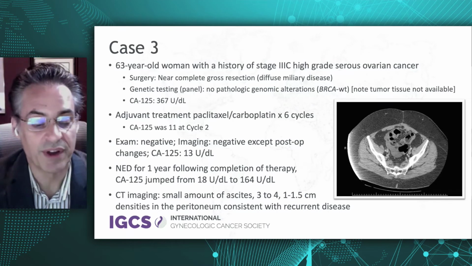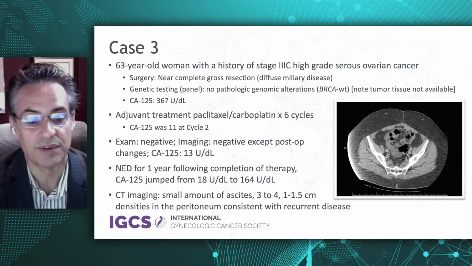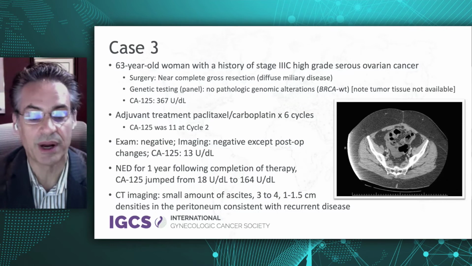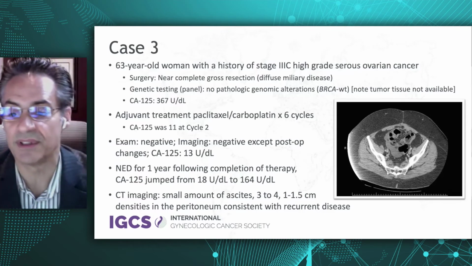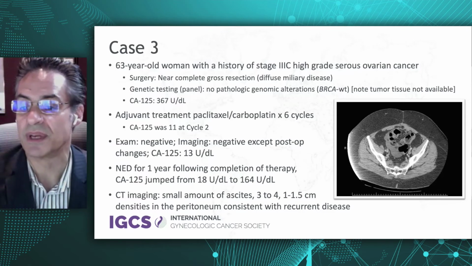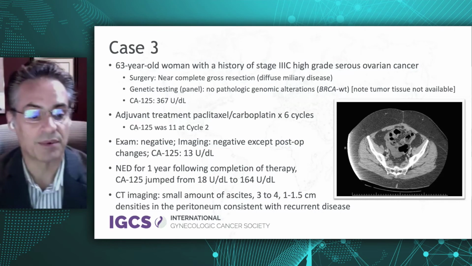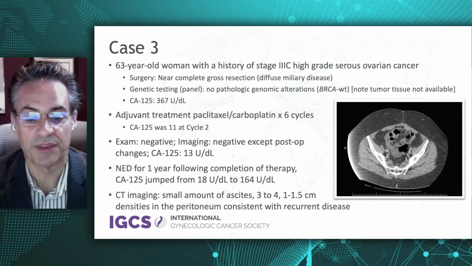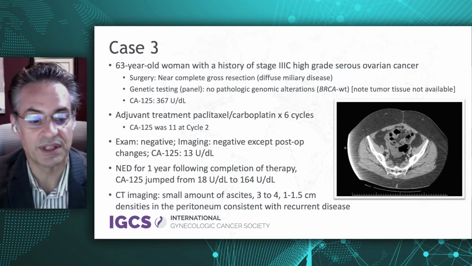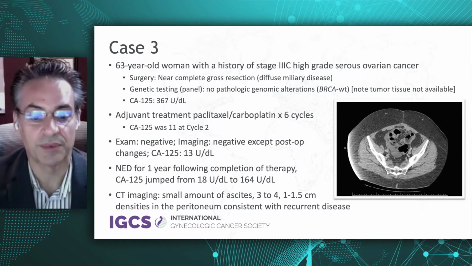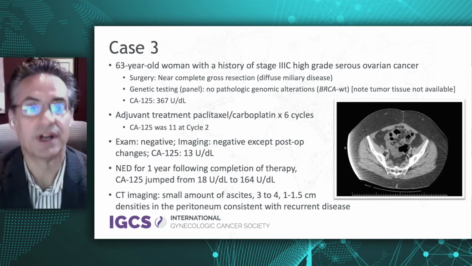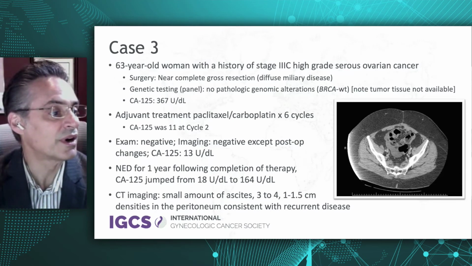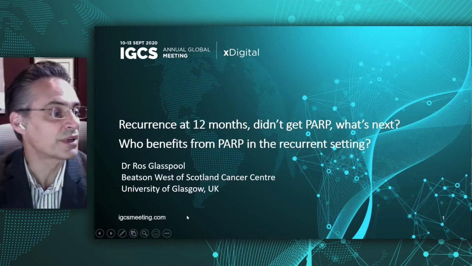And then her CA125 jumped from 18 at the previous determination to 164, which prompted a CT scan. And so the CT scan, you can see on the right, the axial images of the pelvis. You can see there's a little bit of fluid and some nodularity along the anterior abdominal wall. She has ultimately about 3 to 4, 1 to 1.5 centimeter densities in the peritoneum that were consistent with recurrent disease. So I'm going to ask Roz Glasspool to take this case on for presentation of treatment for her recurrence.